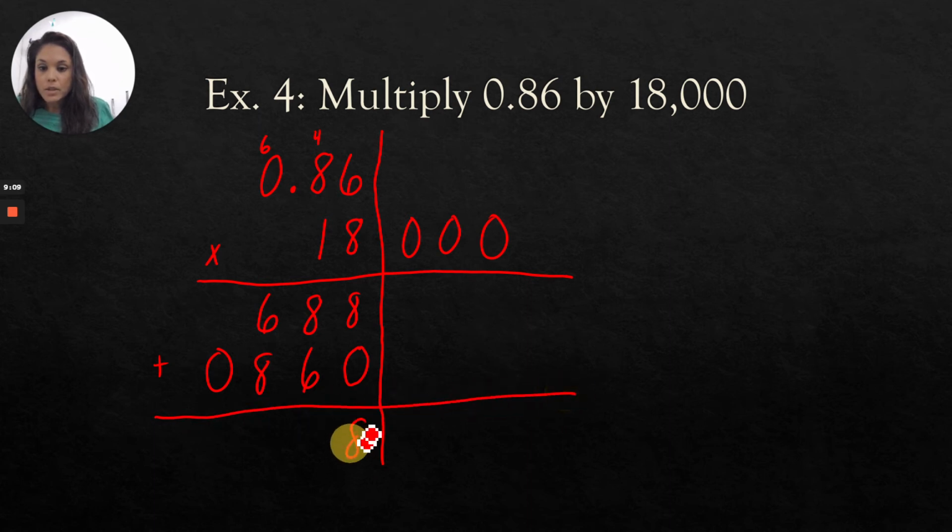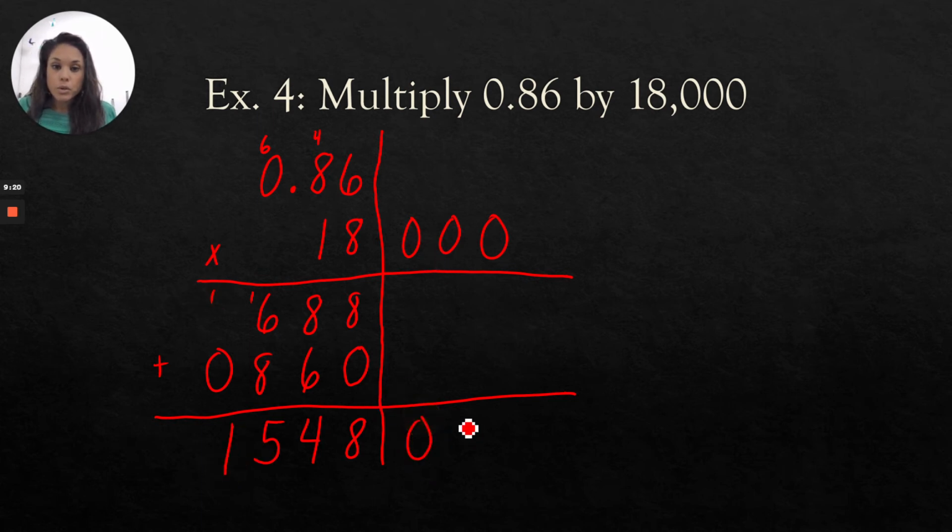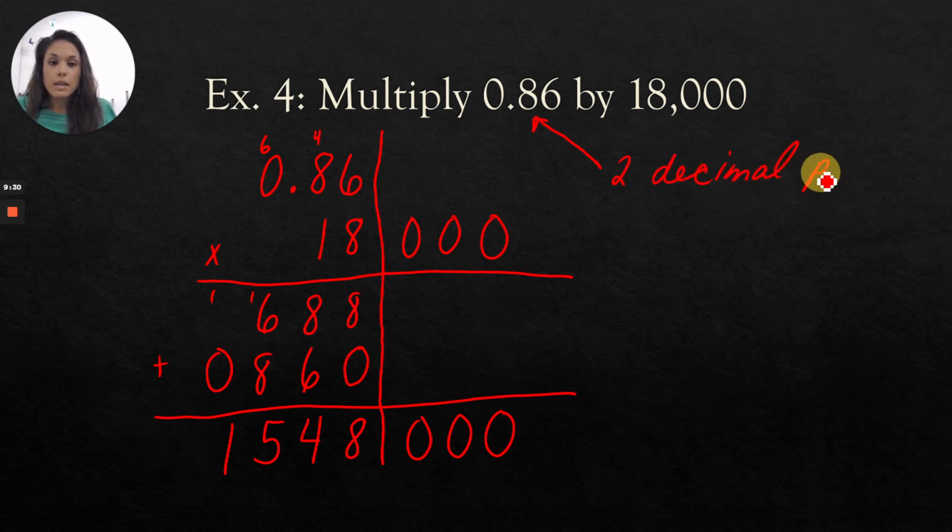So I have 8. 8 plus 6 is 14. And then I've got 14 again, plus 1 is 15. Carry that 1. And then add those 3 zeros. Notice I've got 2 decimal places in the number 86 hundredths. So I need to bring this decimal place over 2 times. 1, 2.